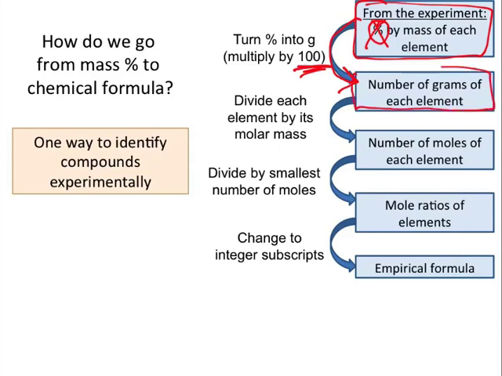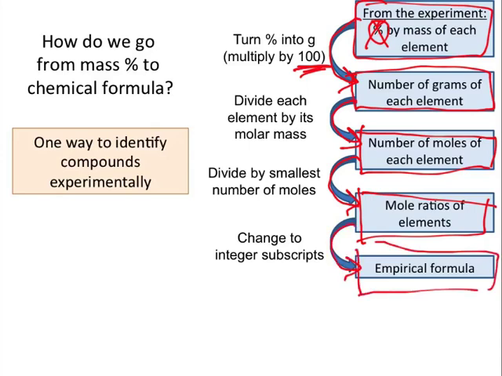Alright, so once you have the number of grams of each element, the next step is to convert that into the number of moles of each element. You want to know the relative amount on a mole basis, and if you just divide the mass of each element by its molar mass, then you get the number of moles of each element, just like we've done before. If you divide all of these by the smallest number of moles, you'll get the ratios of elements. And then sometimes you have to do some work to change all the subscripts to be integer values. And once you do that, then you have the empirical formula.